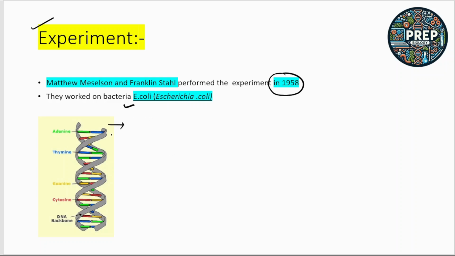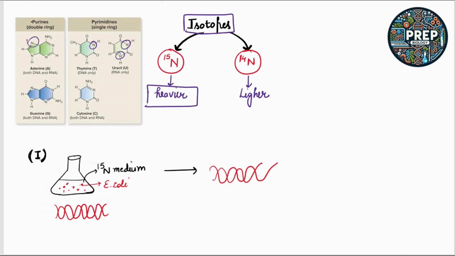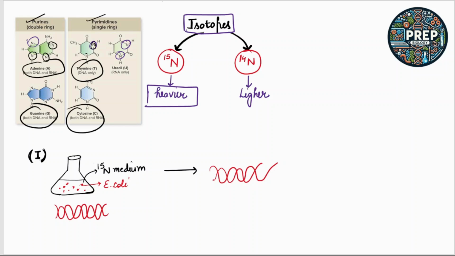We know that the Watson and Crick model states that DNA has a double helical structure, and DNA is formed by purines and pyrimidines. Purines are adenine and guanine, pyrimidines are thymine and uracil. In the structure you can see nitrogen is present in excess amount, and this nitrogen is already present in the DNA, because it is present in the purines and pyrimidines. Which type of nitrogen is already present? N14 type of nitrogen is already present in the DNA.